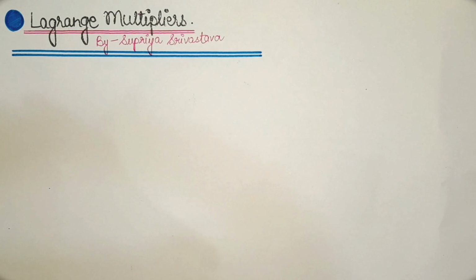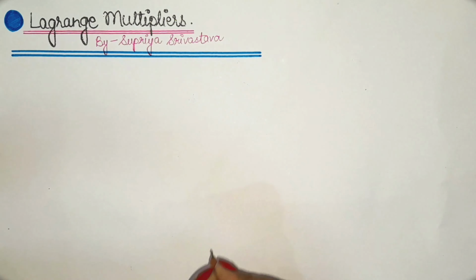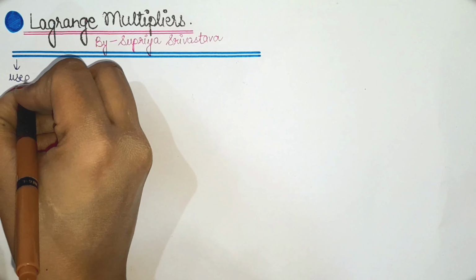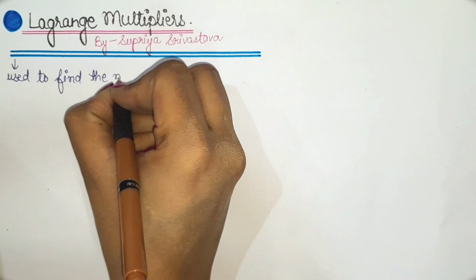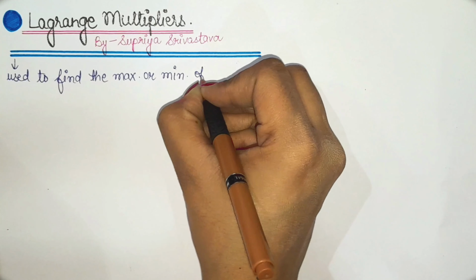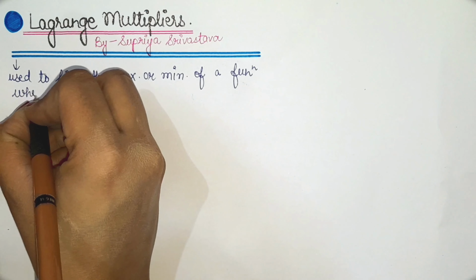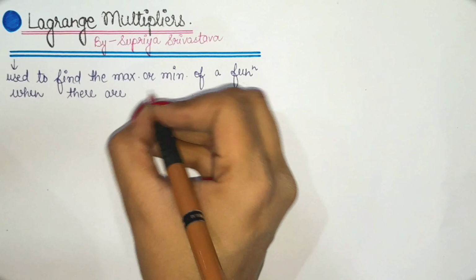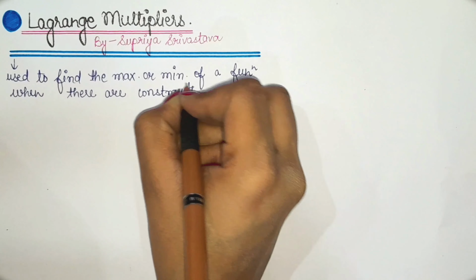So in the basics, what is a Lagrange multiplier? They are basically used to find the maximum or minimum of a function when there are conditions, you can say, or constraints, right?